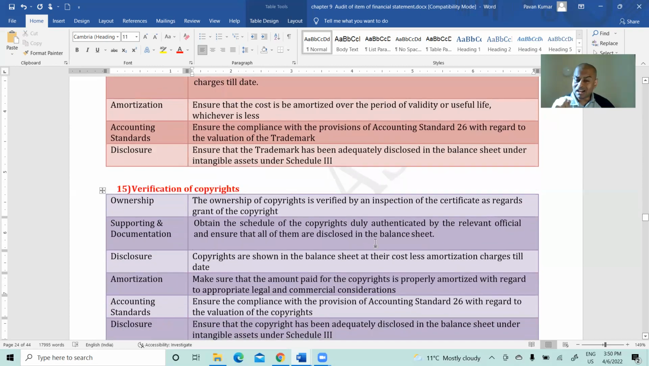So internally generated brand cannot be recognized in your books as an asset. Internally generated brand value, for example, the Tata logo has a huge amount of value. PwC or EY? I think PwC only. They valued the Tata logo at 4,60,000 crore rupees. But they cannot recognize that in books because it is an internally generated brand.